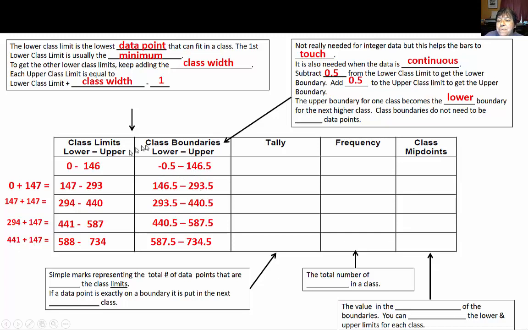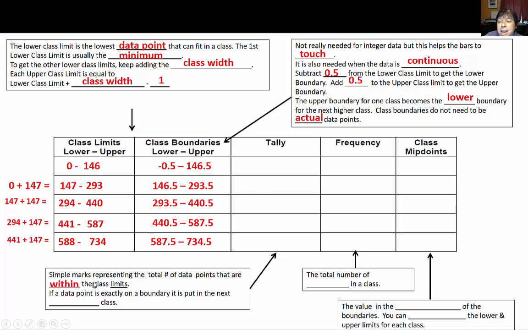After you finally set your boundaries, you're going to look at that data that we wrote down, and you're going to count how many fall in the groups. Now, if it's integer data, which Snapchats is not, like you don't do half a snap, it's easier to use the class limits. You say, okay, anyone from 0 to 146, they're in the tally. Oh, by the way, class boundaries do not need to be actual data points, all right? Because we don't have 146.5 Snapchats.